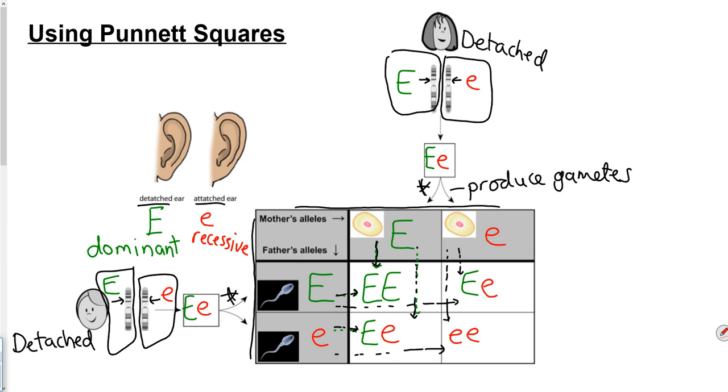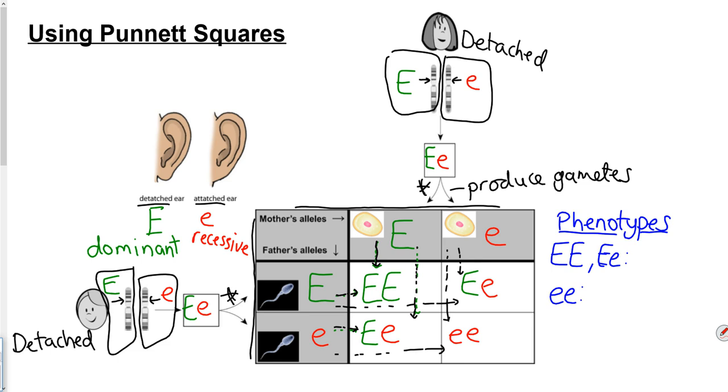Finally, we have to do two things with the results. We have to identify the phenotypes, and then we have to express the probability or the chances of each one. A phenotype, remember, is the physical expression of the genotype. So the phenotype is the characteristic. So we have to identify which offspring are going to have detached earlobes and which are going to have attached earlobes.